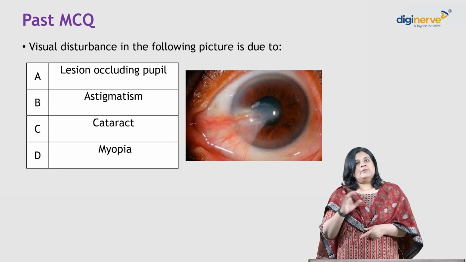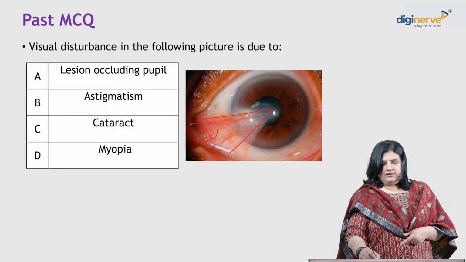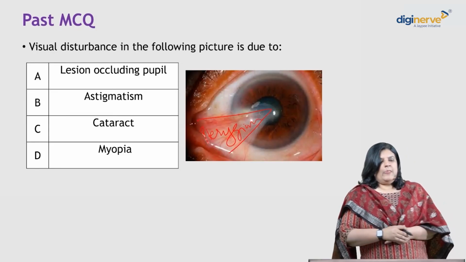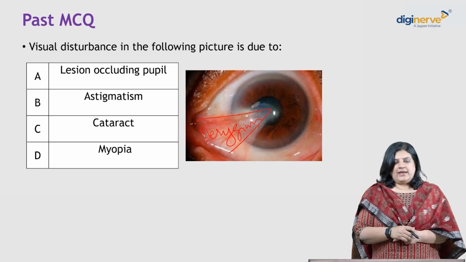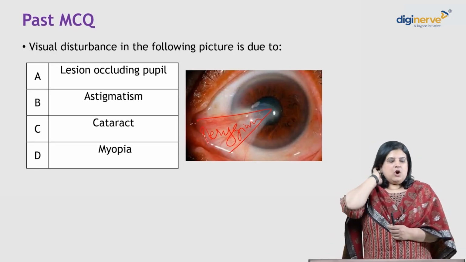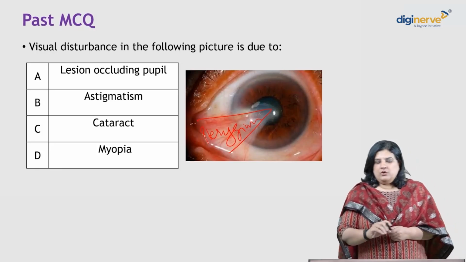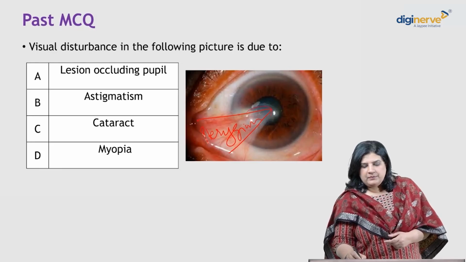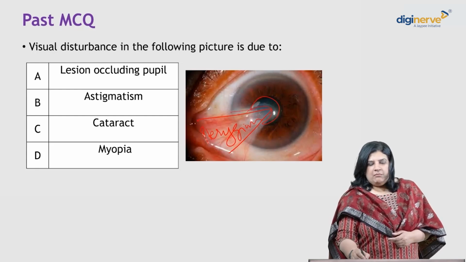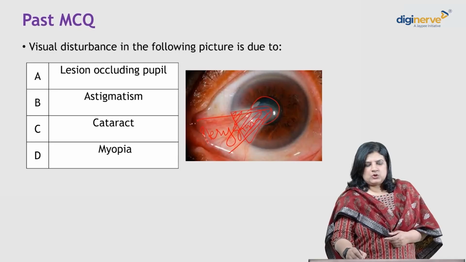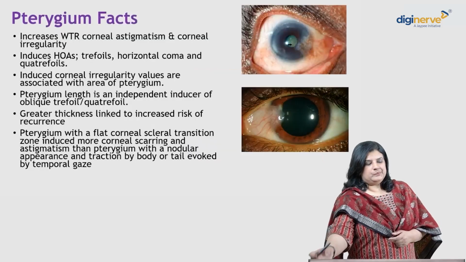Again, we had an image. Again, you know that this wing-shaped thing is nothing but a pterygium. So, the visual disturbance in the following picture is due to: option A, lesion occluding the pupil; option B, astigmatism; cataract; or myopia. Now, we know that this is occluding the pupil and there is only a crescentic amount of pupil left. But look at the amount of cornea that this is covering. That's quite significant. So essentially, it is leading to a lot of astigmatic error.